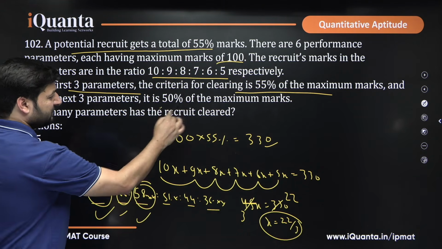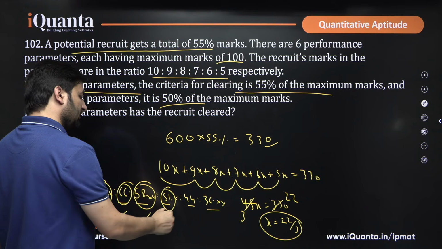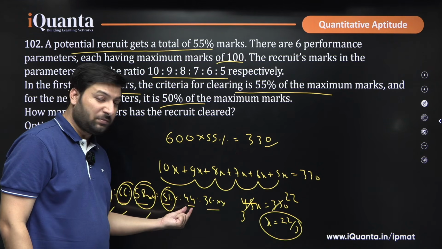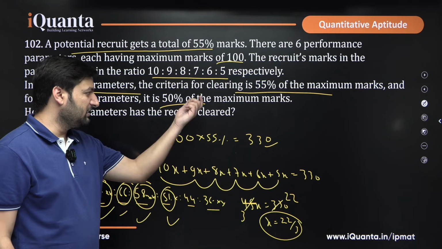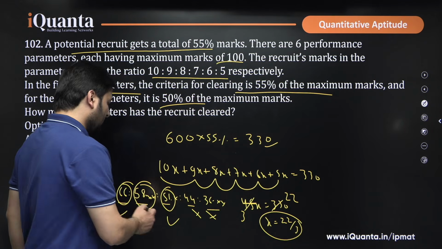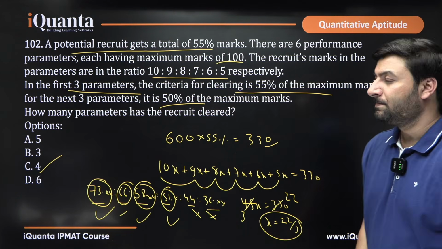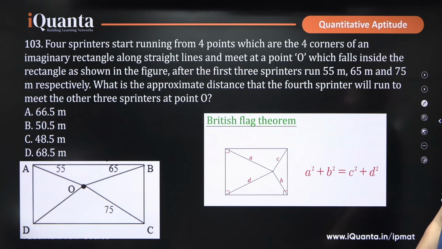In the next 3 it is 50%. Is he getting 50% of the total? Here he is getting 44% only, because total is 100 and he is getting 44. He is not getting 50, not cleared. So there are 4 subjects in which he is clearing, that is your answer. Okay, easy question, might be confusing for a few students.